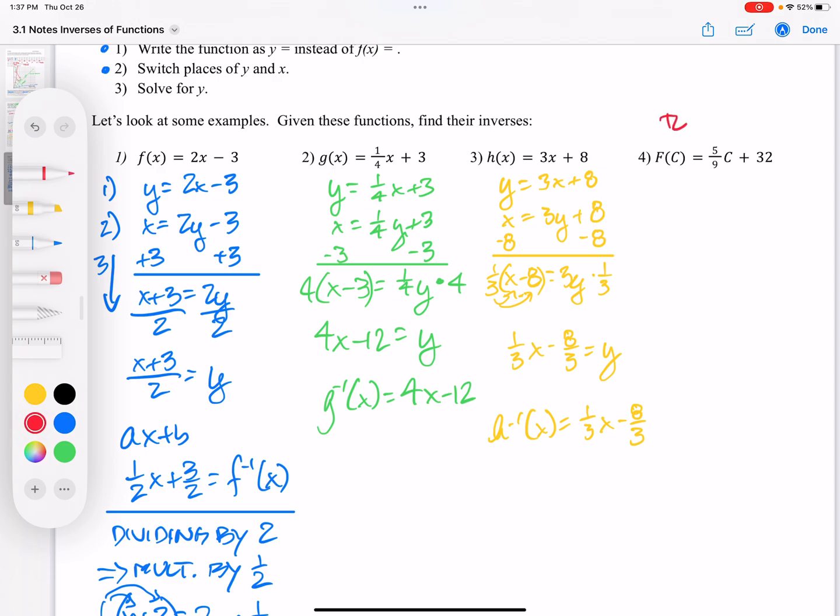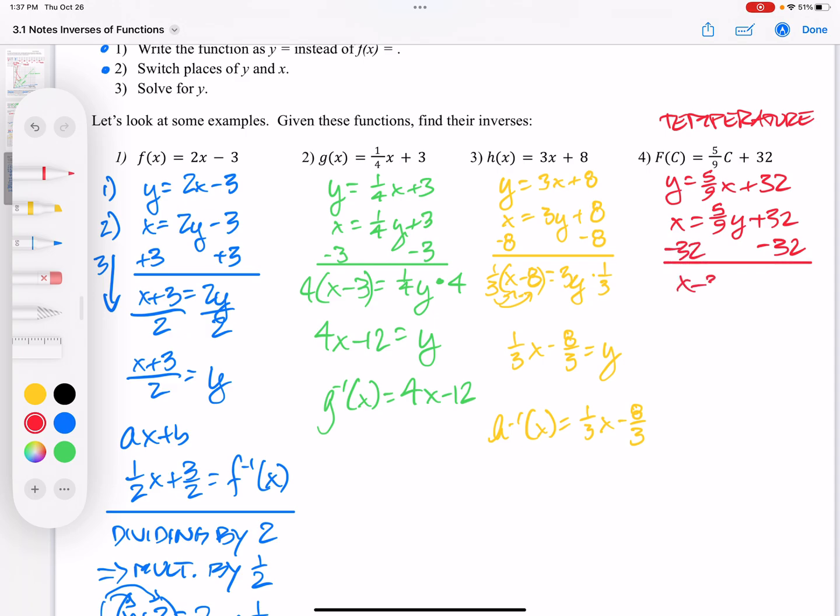Last one, some of you may recognize that this is the temperature conversion. So we can say this is our y equals 5/9 x plus 32. Switch x and y. x equals 5/9 y plus 32. And now we solve. Subtract 32 from both sides. So that gives me x minus 32 equals 5/9 times y. And I've got 5/9, so to undo that, I'm going to use the reciprocal.